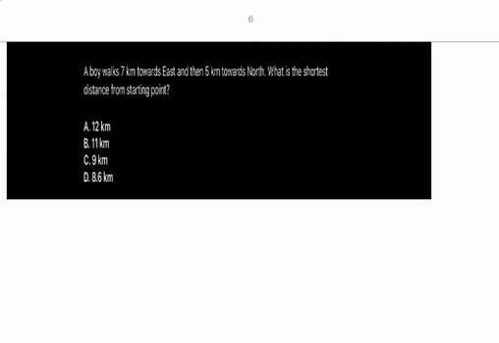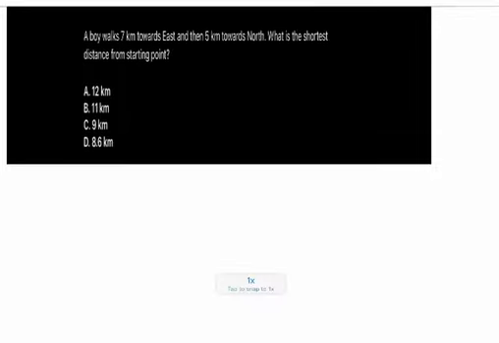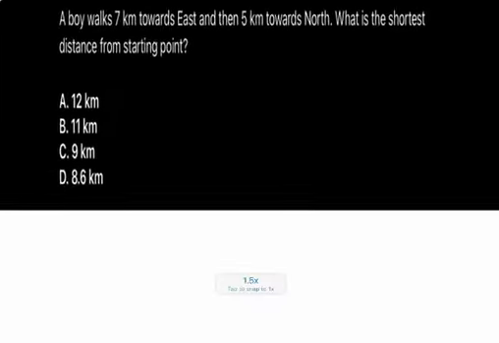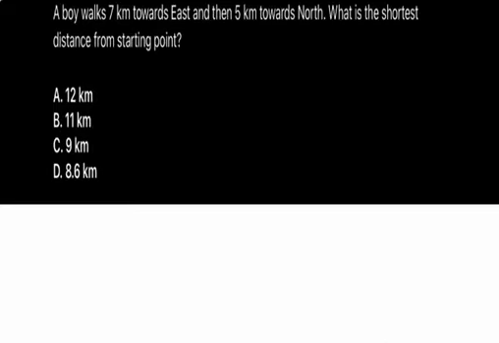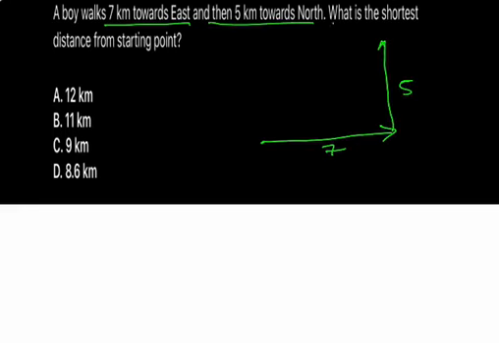Next question. A boy walks 7 kilometers towards east, then 5 kilometers towards north. What is the shortest distance from the starting point? This is the shortest distance from the starting point.